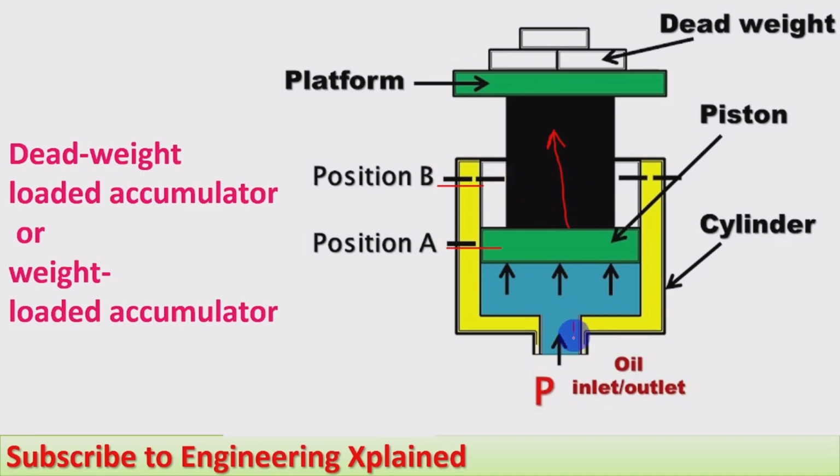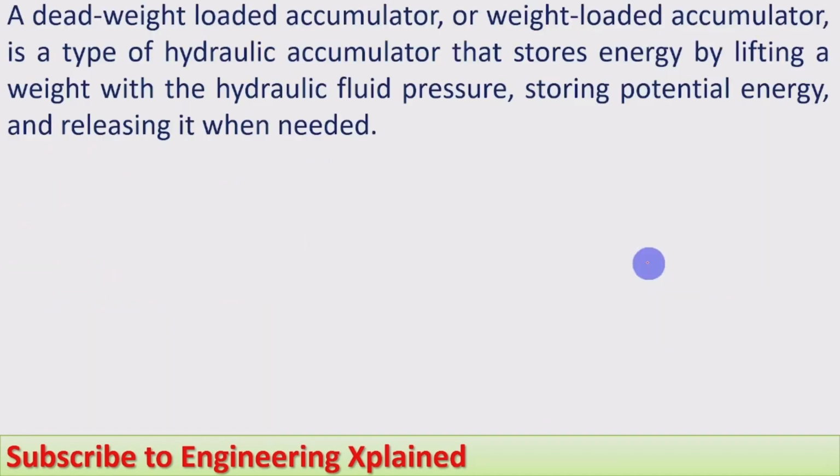When the system pressure becomes lower, due to the load of the dead weight, the piston moves in the downward direction, and the fluid comes out from the accumulator and is supplied to the system, fulfilling the different requirements, which I have already discussed in the previous session. What are the requirements of these accumulators? Further, we'll take the working of this deadweight loaded hydraulic accumulator.